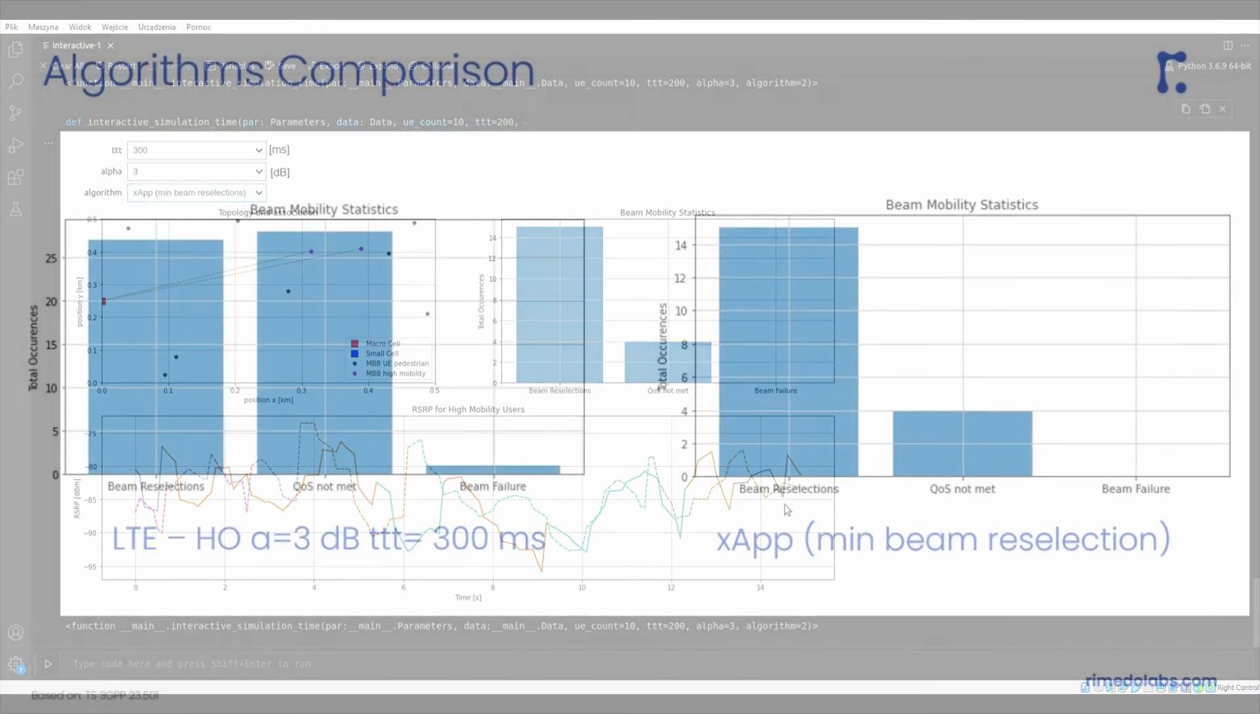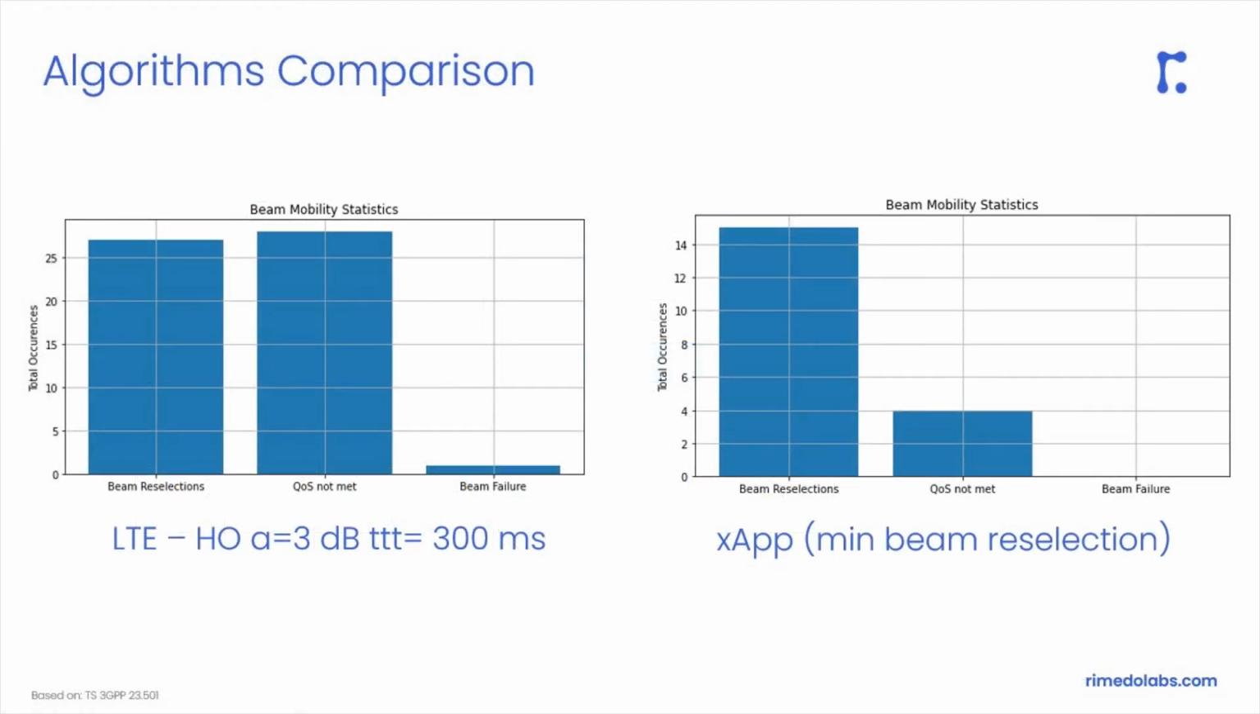In the case of LTE handover, we had 26 BIM reselections, 27 quality of service drops, and 1 BIM failure. Utilization of the BIM Mobility Management XApp can reduce the number of BIM reselections to only 15, with only 4 quality of service drops and no BIM failures.